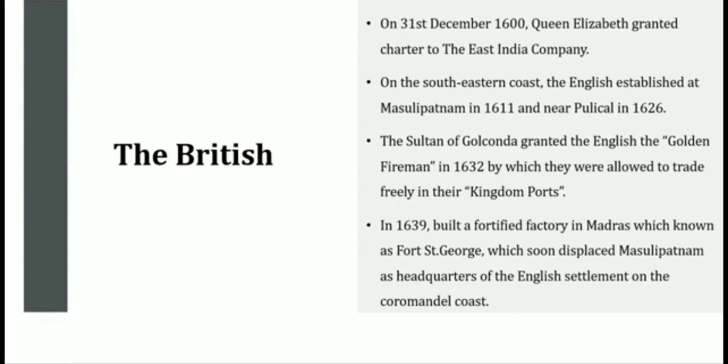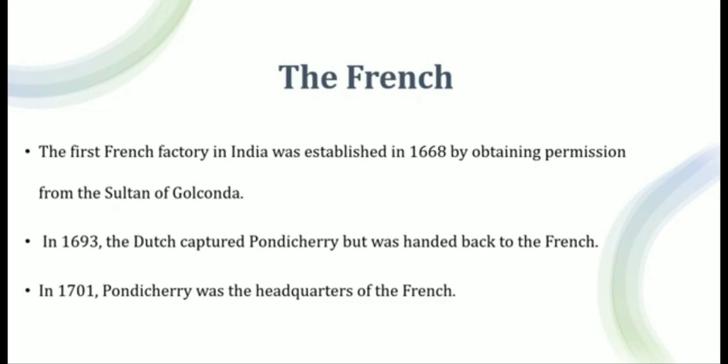So in 1639, St. George Fort was built by the British East India Company in Madras, which soon displaced Mazulipatinam as the headquarters of the English. Which was the headquarters of the British? Mazulipatinam. Once again, which was the headquarters of the Portuguese? Cochin. Which was the headquarters of the Dutch? Pulicket. And which was the headquarters of the British? Mazulipatinam. Are you clear?